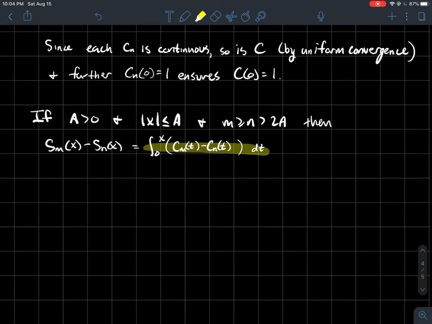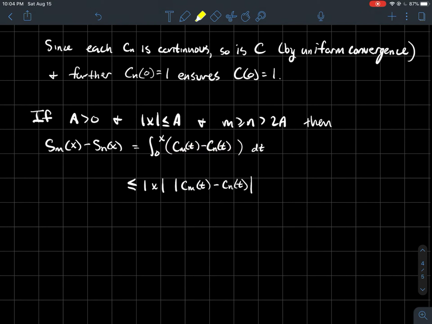Now let's see what we can say about this integral here. I know that that's less than or equal to, so the integral of this function should be less than or equal to, well, how big is the interval you're integrating over? That would be absolute value of x. And then times the largest absolute value of the function that you're actually integrating.